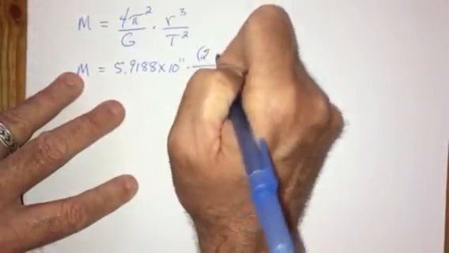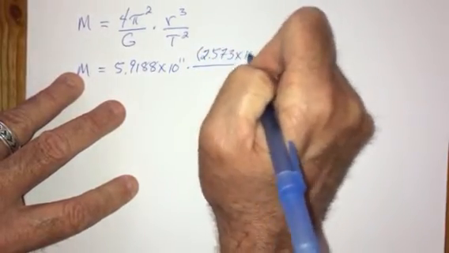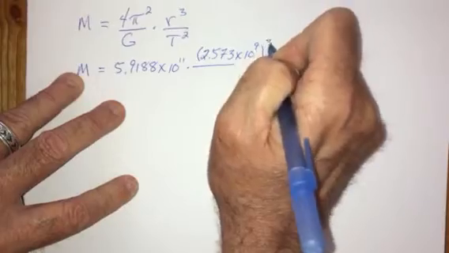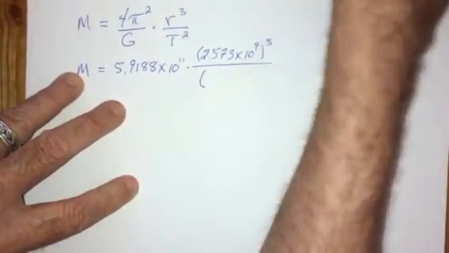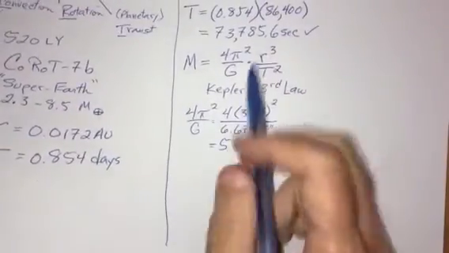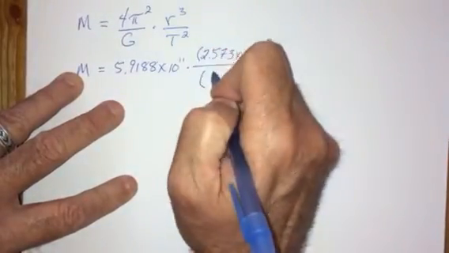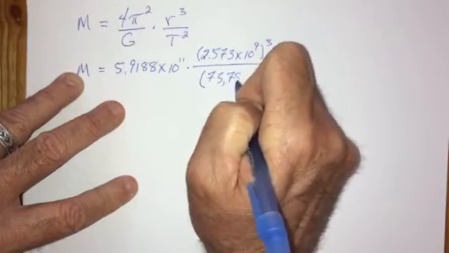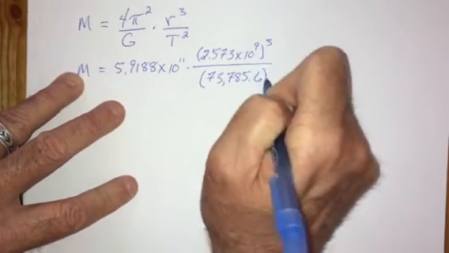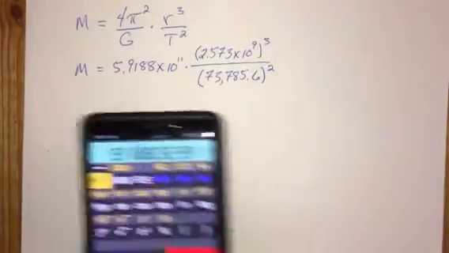So we'll write 2.573 times 10 to the 9th power, but we're going to end up cubing that. And then the value for the period was right here, 73,785.6. So we'll put that here, 73,785.6, and we're going to square that. Okay, so the question is, how are we going to do that?